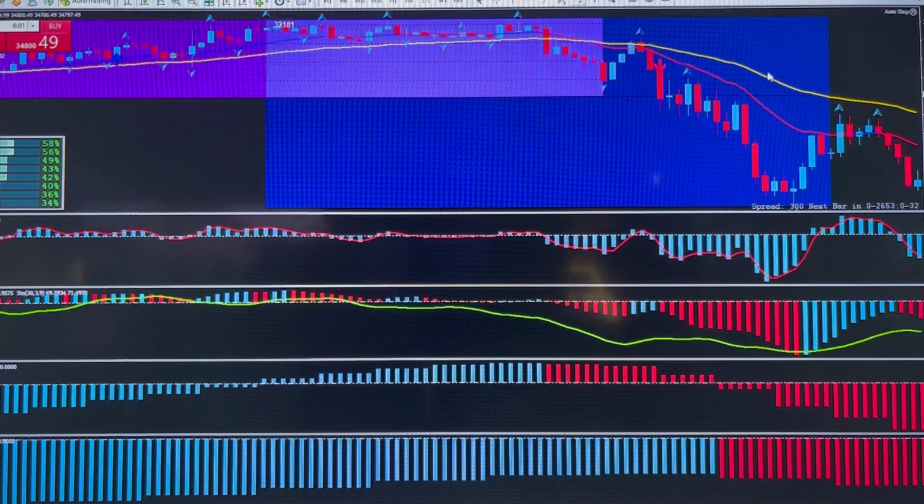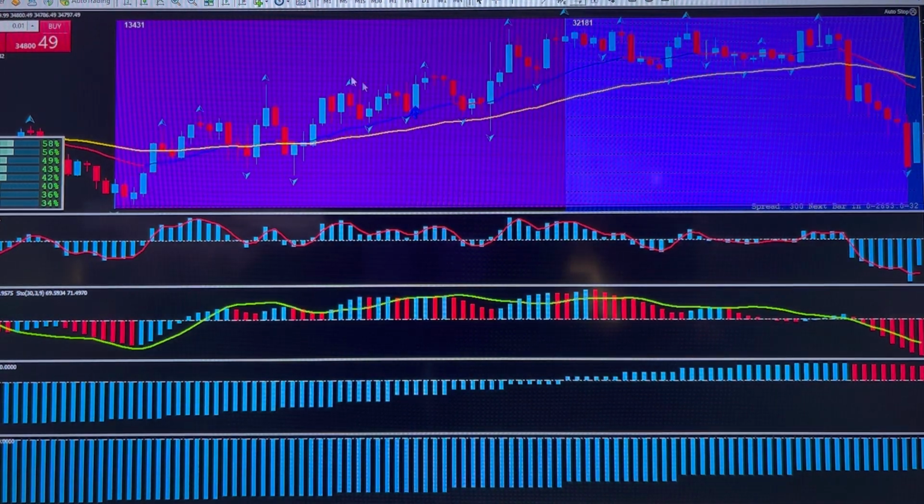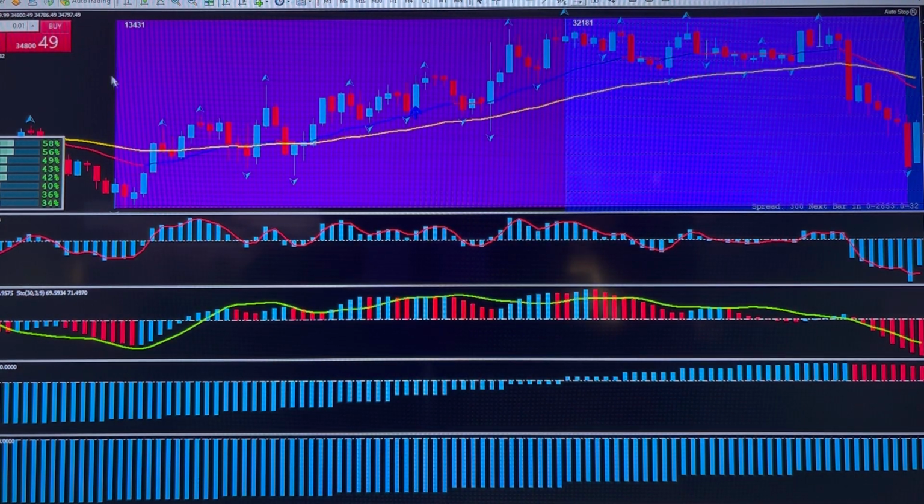So this is my session box here. So the purple is going to be 2 a.m. when it starts right here. Sorry about that. Clearing my throat. But when it gets over here, this is 6 a.m. when the box starts to turn a little bit of blue here. So we're going to see if the moves are more manageable.